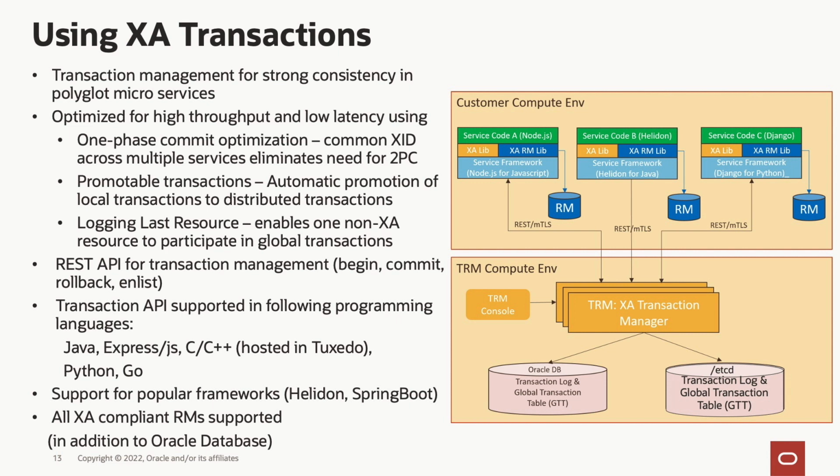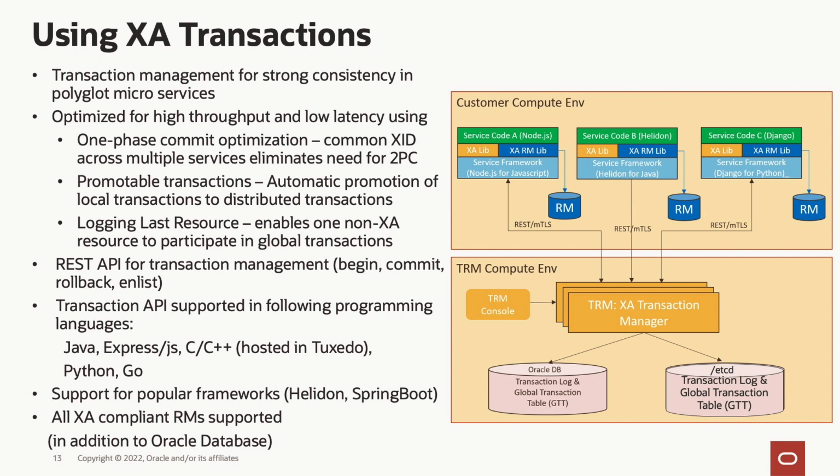So this is a case where a transaction is local until such time as another resource manager becomes involved in the transaction. At that point, we will promote the transaction to a global transaction and go through the two-phase commit protocol. Another optimization we're planning to support is what's called the logging last resource. This is an optimization of the logging resource optimization, last resource optimization.